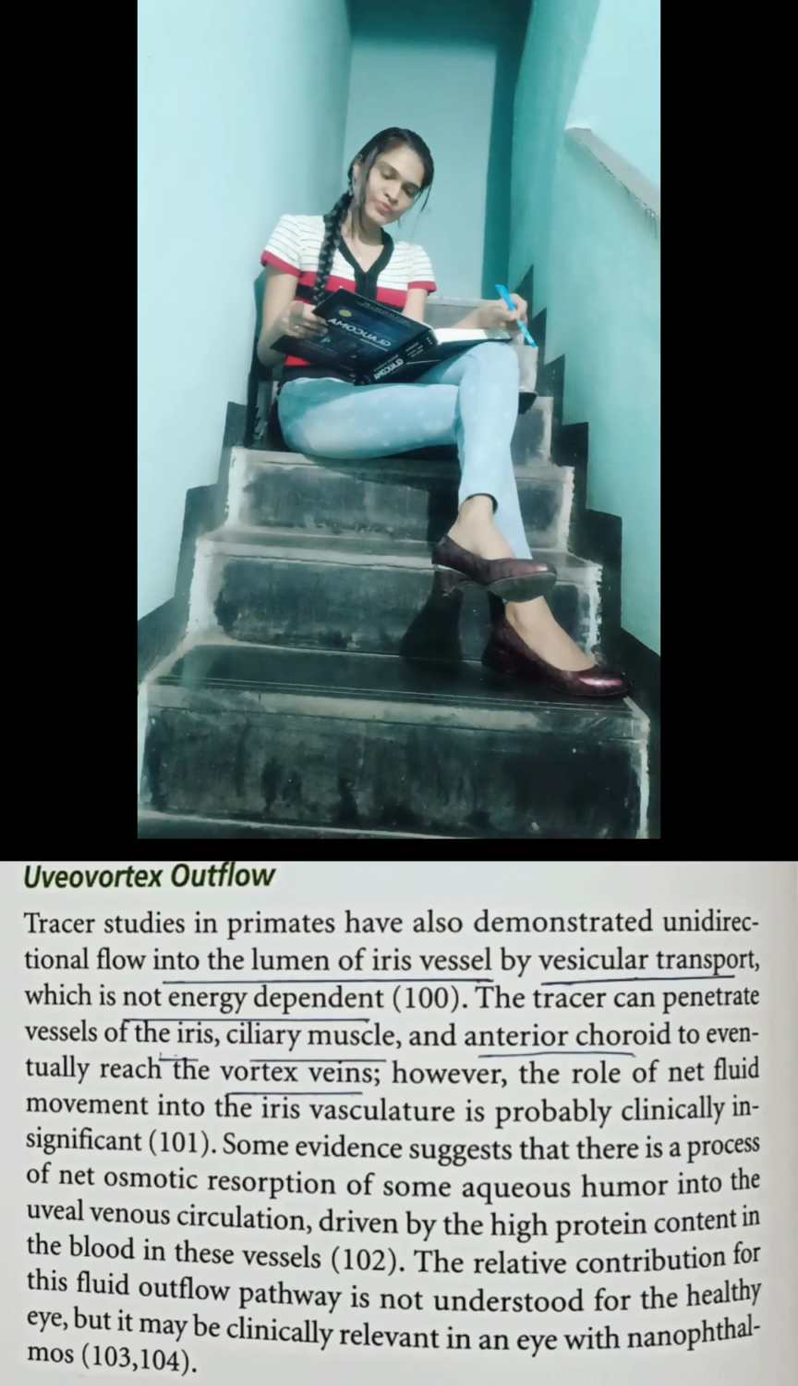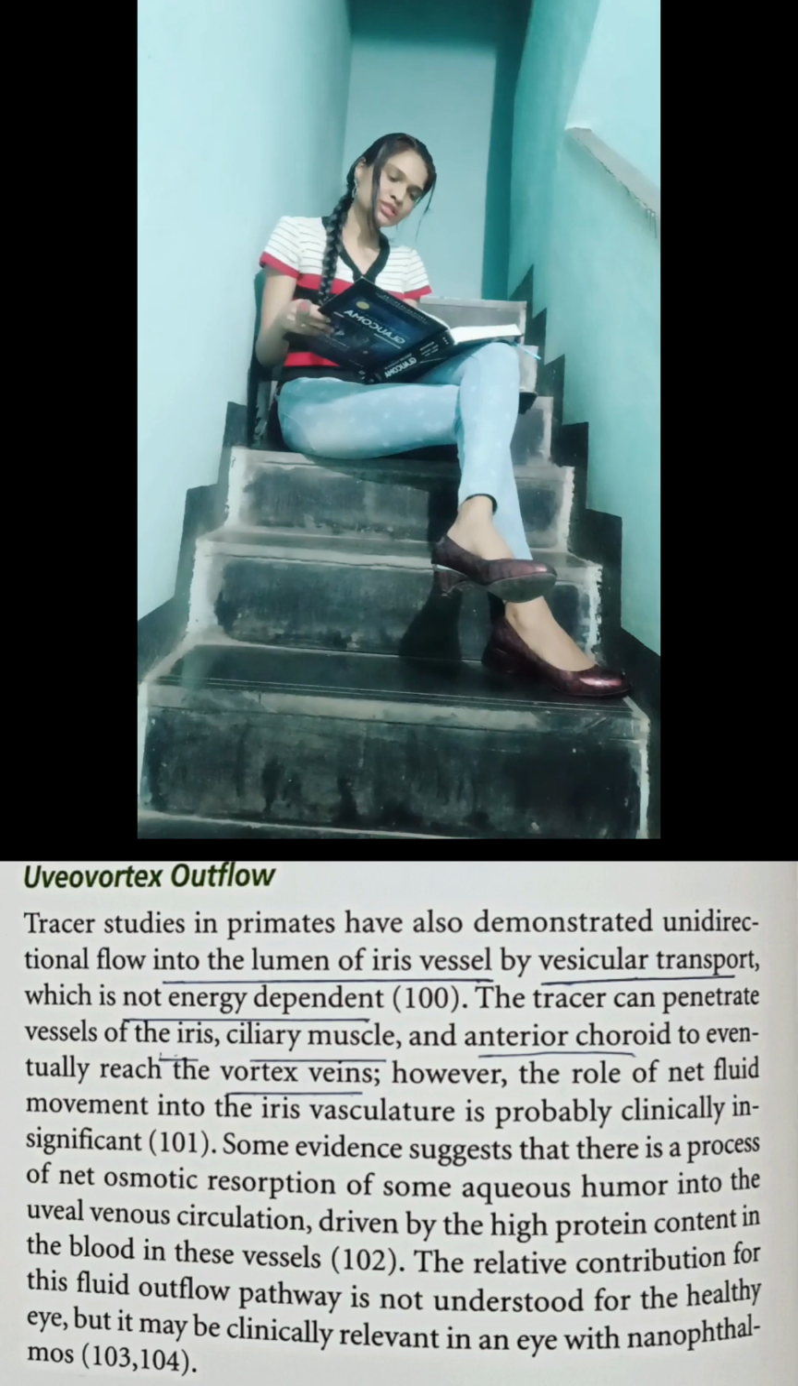Uveo-vortex outflow. Tracer studies in primates have also demonstrated unidirectional flow into the lumen of iris vessels by vascular transport, which is not energy dependent. The tracer can penetrate vessels of the iris, ciliary muscle, and anterior choroid to eventually reach the vortex veins. However, the role of net fluid movement into the iris vasculature is probably clinically insignificant.